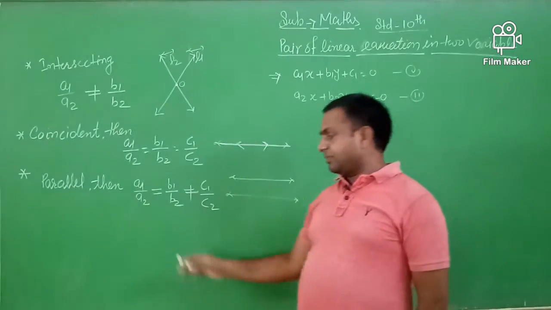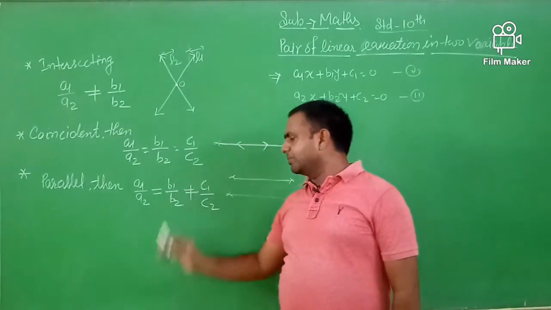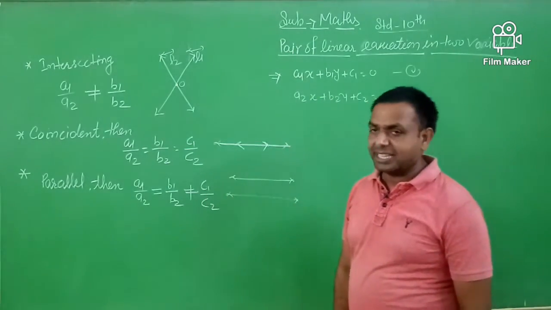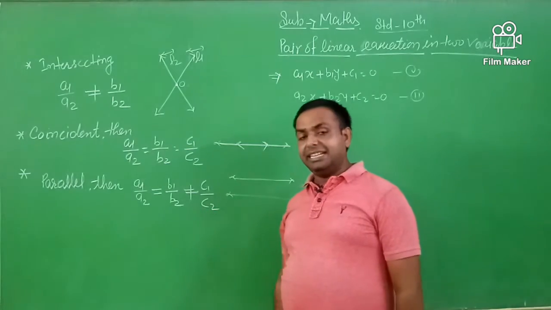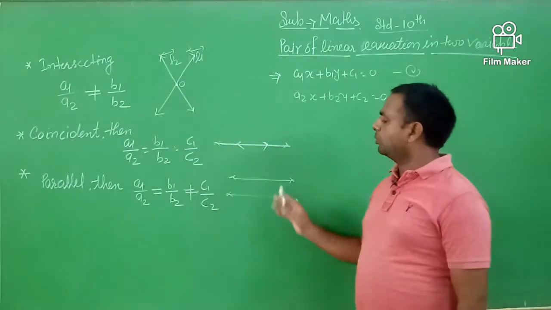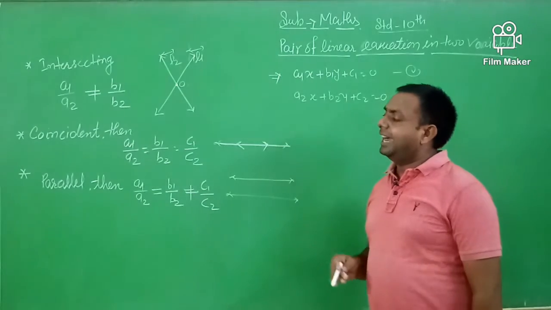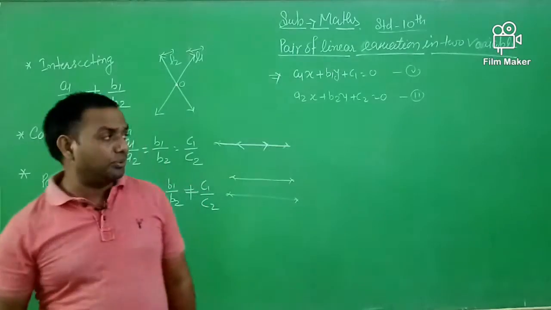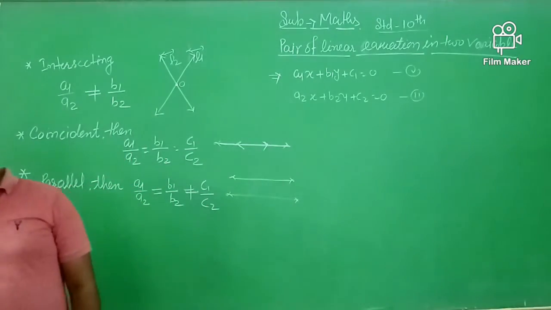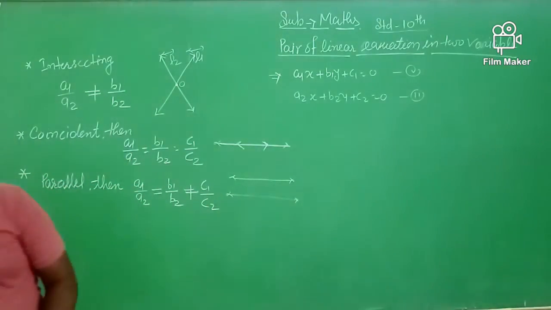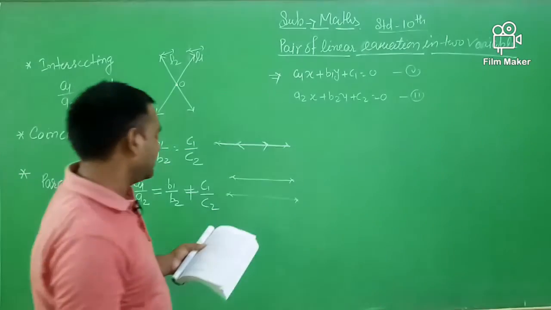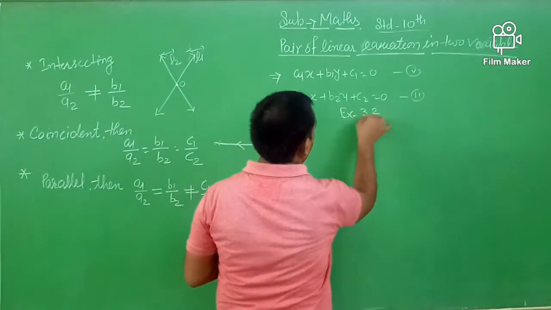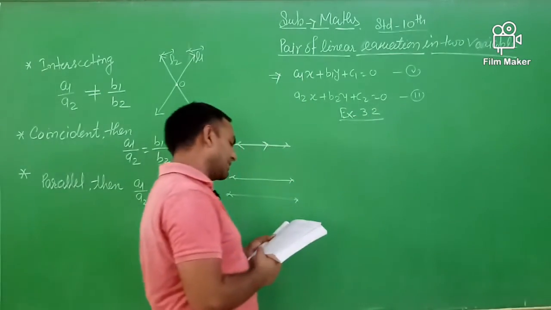Third condition: if a1 by a2 is equal to b1 by b2 but does not equal c1 by c2, then both lines do not intersect. It means both lines are parallel to each other. In that situation, the pair of linear equations has no solution. Okay, so today we are going to solve the questions of exercise 3.2. Here are some questions given.